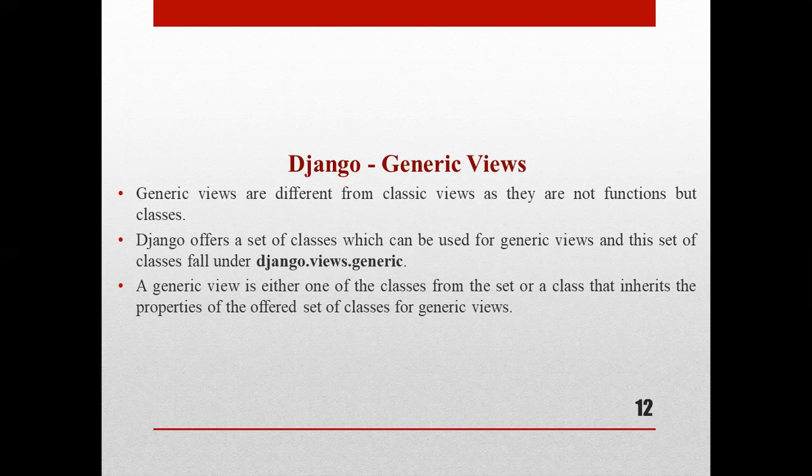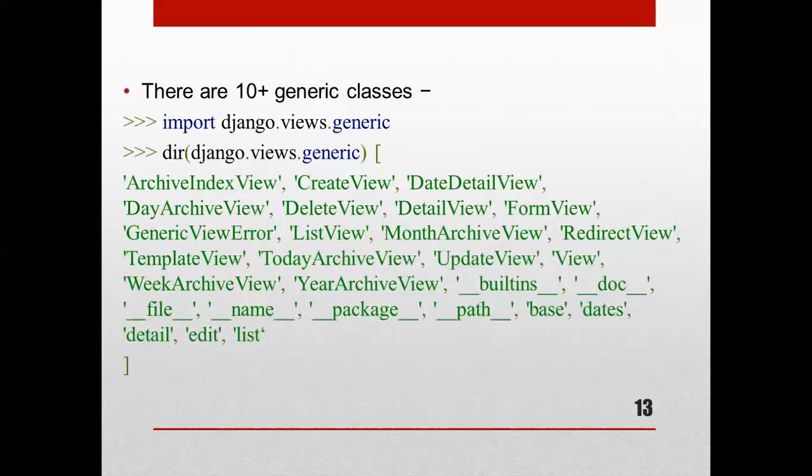So your generic view is either one of the classes from the set or a class that inherits the properties of the offered set of classes for generic views. They fall under the django.views.generic module. They are not functions but a set of classes. There are 10 plus generic classes.